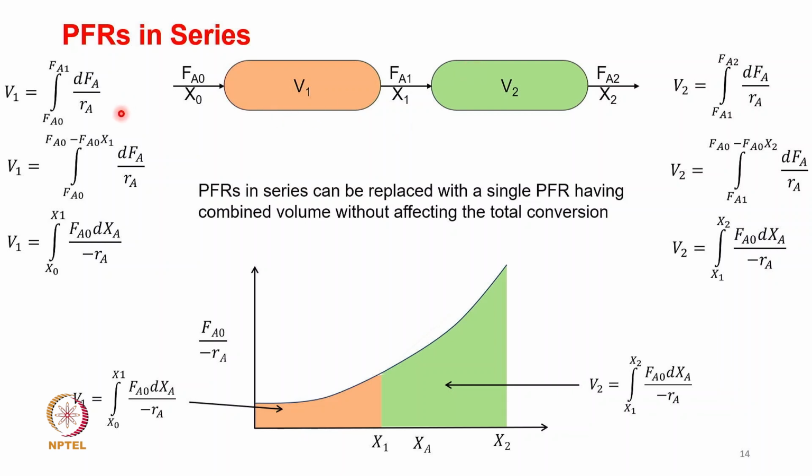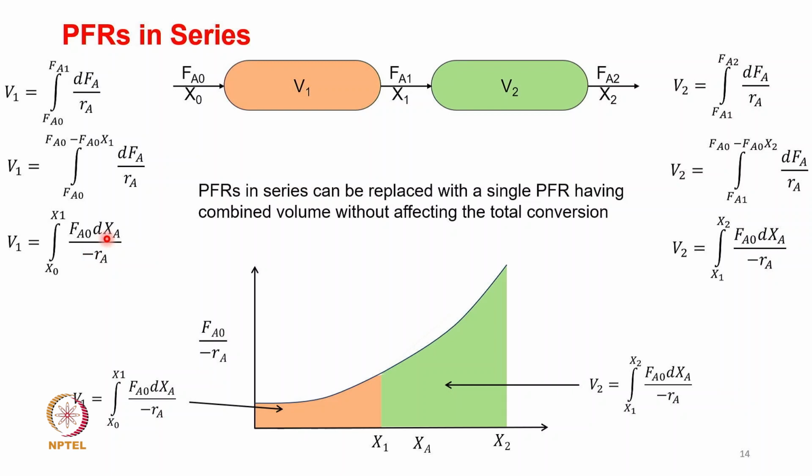So, here V1 would be the integral of Fa naught to Fa1 of dFA by Ra. Again, Fa1 you may replace as Fa naught times (1 minus x1), and finally dF is also replaced. We will be able to write dF as a function of xa, then apply the differentials, and also update the limits of the integral. It will become V1 equals integral from x naught to x1 of Fa naught dxa by minus Ra.